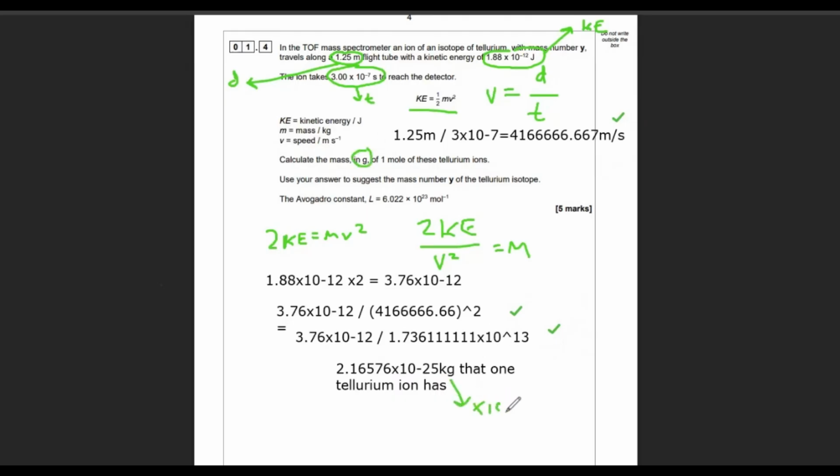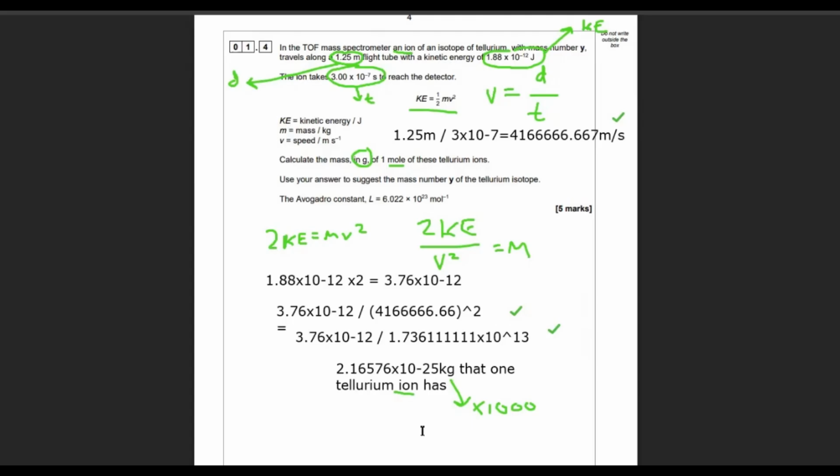How do you do that? You times by 1,000. And then also it says 1 mole. We've just worked out 1 ion, because if you read the question, it says an ion. The data we've been given is for an ion. So we need to turn it into the data for a mole. So first we times by 1,000. So let's do that right now. 1, 2, 3. And I get 2.16576 times 10 to the minus 22.